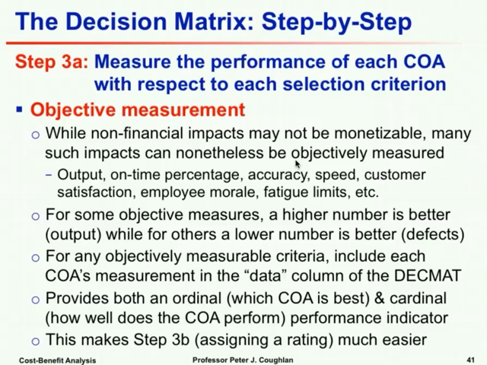Now the idea is that with an objective measurement, you're providing both an ordinal, in other words, the order, what's the best course of action, as well as a cardinal, how well each course of action performs, a performance indicator. The cardinality is important. The ordinality is sometimes something people default to, but if you can get cardinality, in other words, if you can figure out what my GPA is, which is a cardinal measure of my grade point average in college, you can then figure out what my class rank is, which would be the ordinal. As long as you have objective measurement, this will make step 3B, assigning a rating, much easier.